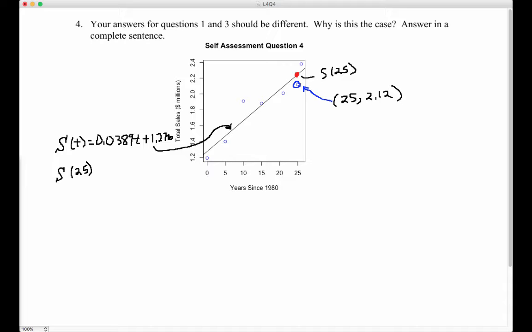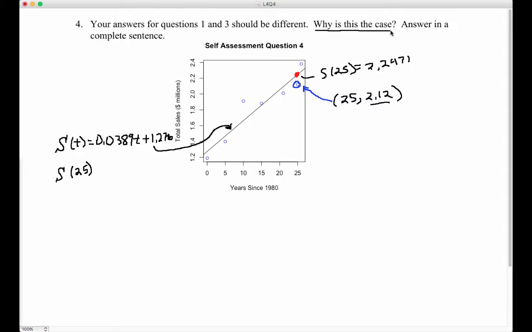And so S of 25, just so that we make sure we know what that was, S of 25 was equal to 2.2471. We rounded it off to 2.25 just to make it convenient to compare to 2.12, but we can see that it was slightly larger than the value given by the regression equation. Okay, so let's go back to what the question is.